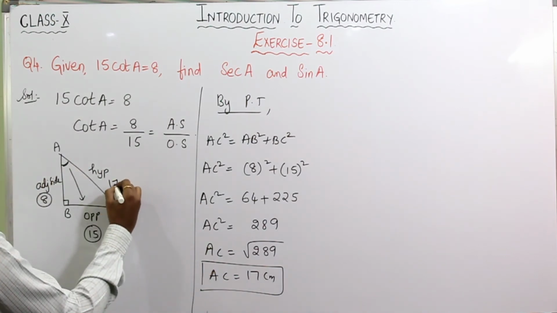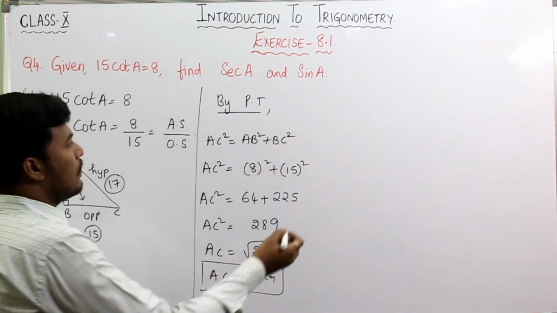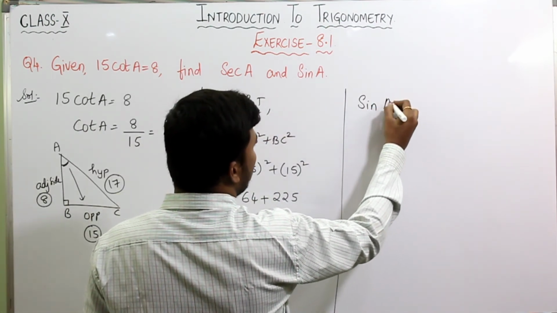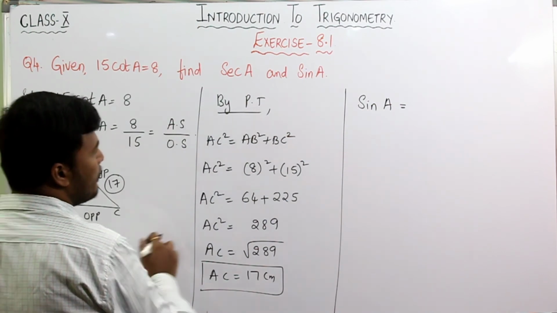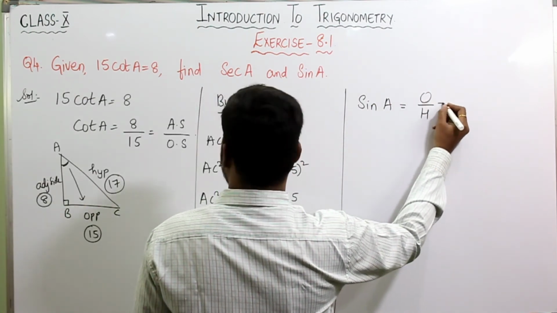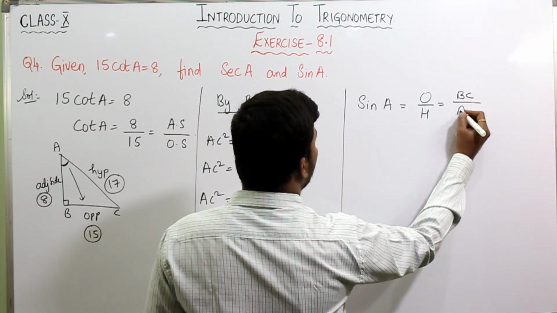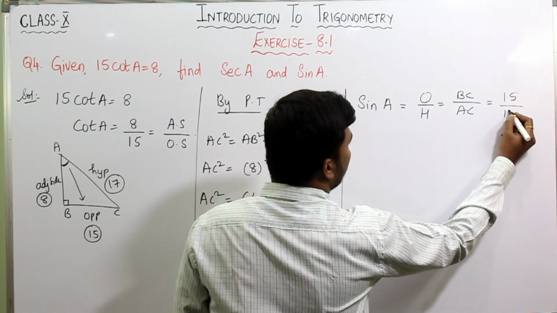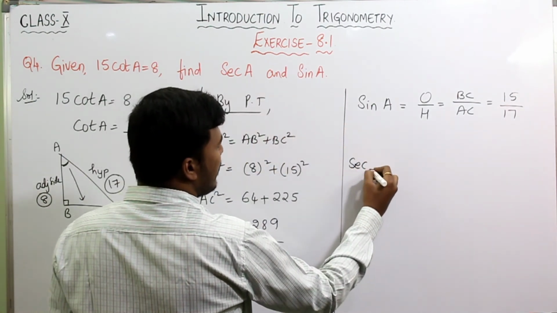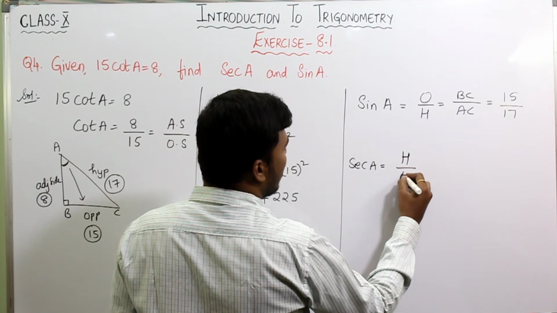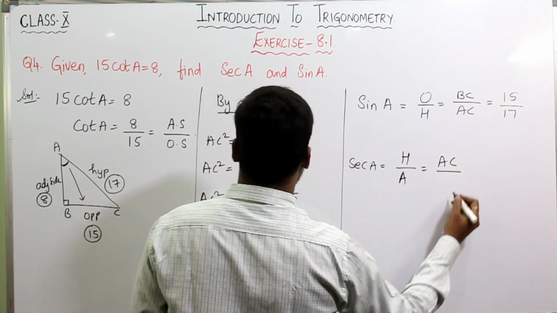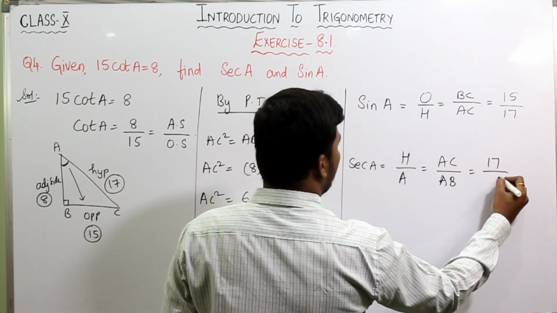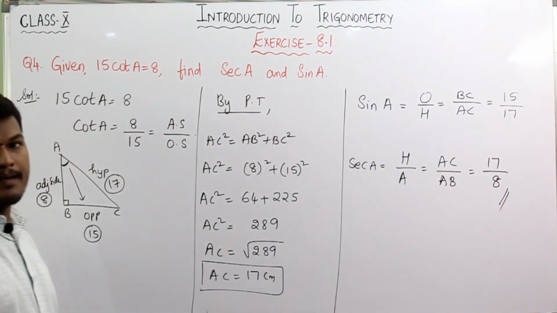So what is AC now? 17 centimeters. So what do we have to find out? We have to find out sin A and secant A. So let us first find sin A, which is equal to opposite by hypotenuse. The opposite side here is BC, by AC, which is equal to 15 by 17. And secant A is hypotenuse by adjacent side. Hypotenuse is AC by adjacent side AB, which is equal to 17 by 8.